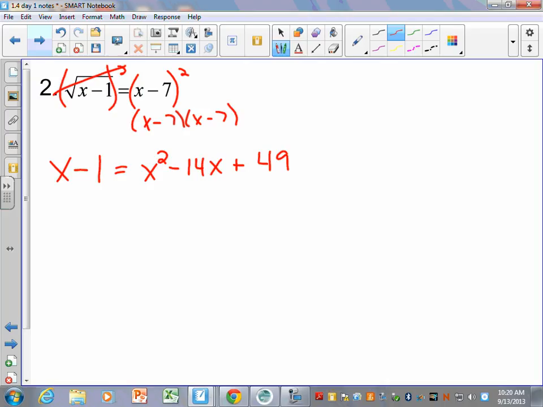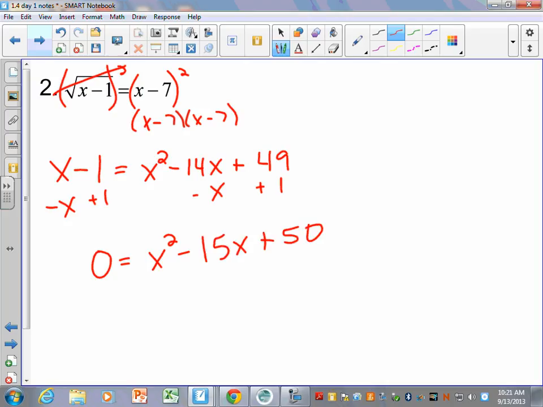Before, we only had x to the first power, so we just got x by itself. If you have an x squared and an x, that's a quadratic. You're going to have to either complete the square, factor, or do the quadratic formula. I don't care which one you do as long as you get the right answer. So I'm going to move everything over and see if I can factor it, because I love to factor. But if you hate to factor, quadratic formula works, completing the square works. I think I'm going to get x squared minus 15x plus 50.